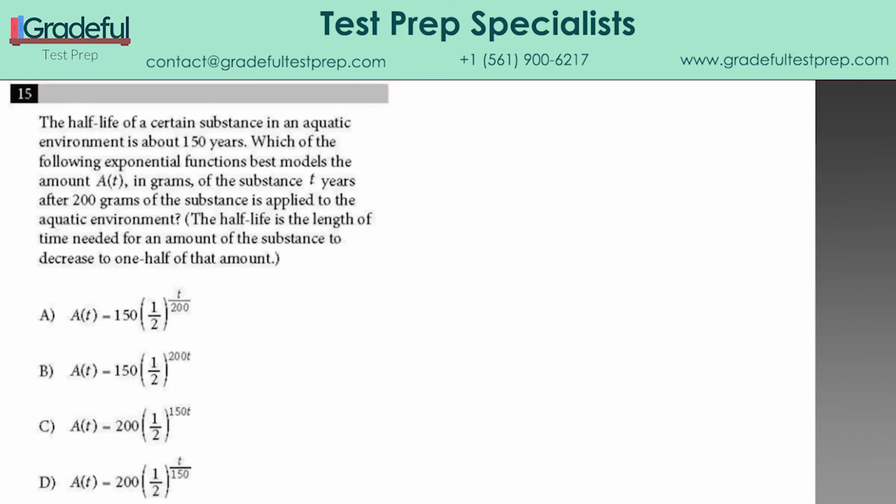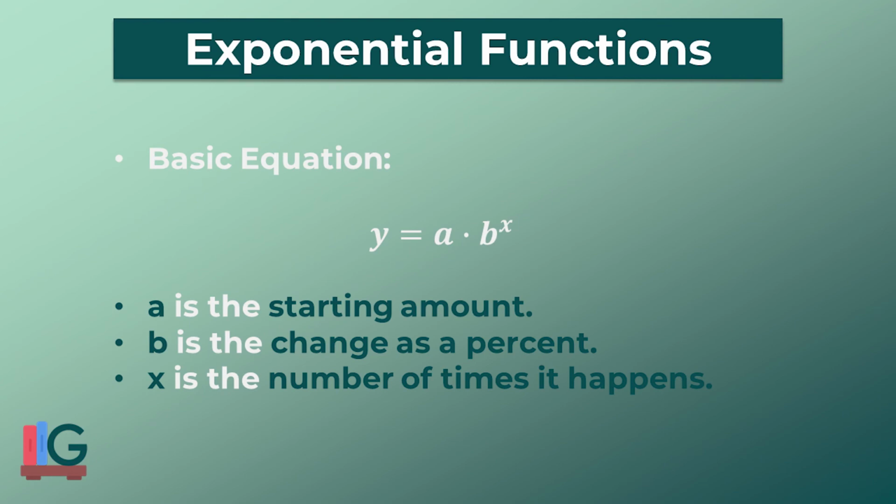Question number 15 is asking us about exponential equations. And exponential equations have the general format of y equals a times b to the x. Now, for this format, we want to know that a is the starting amount, b is how it's changing. Let's just say it's doubling or something like that, or in this case, it'll be going by 1/2. And x is the number of times that that's going to happen.